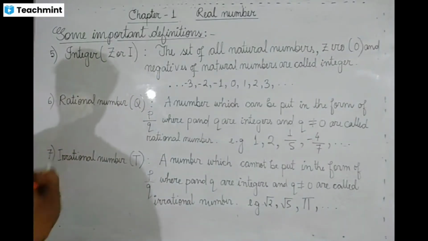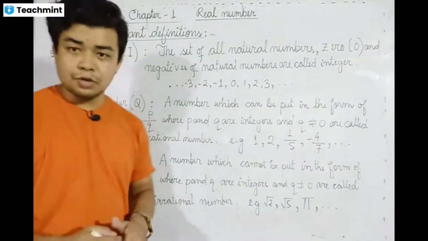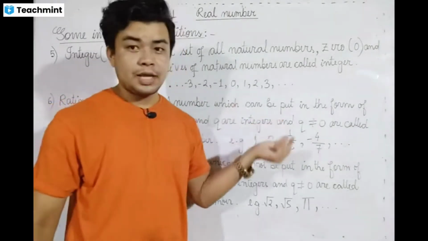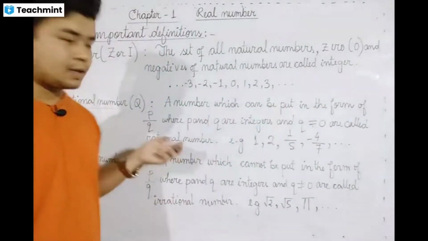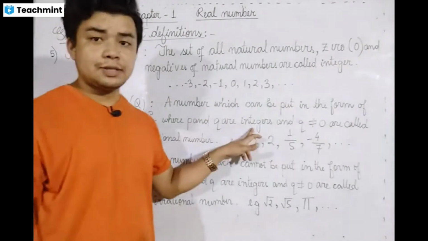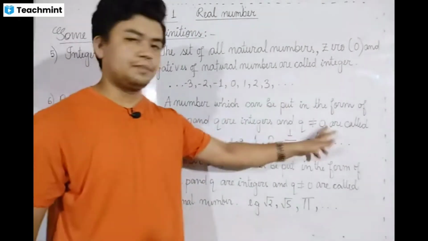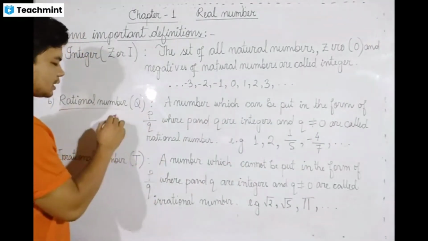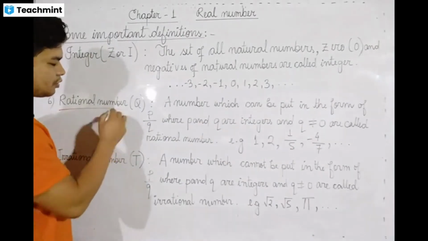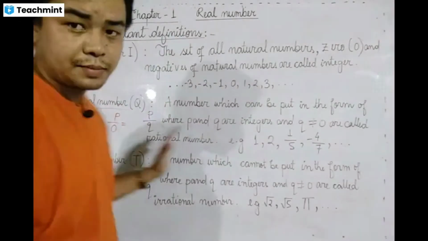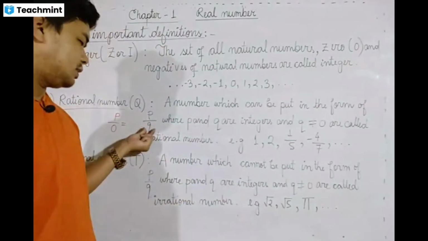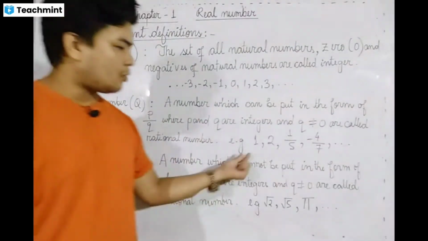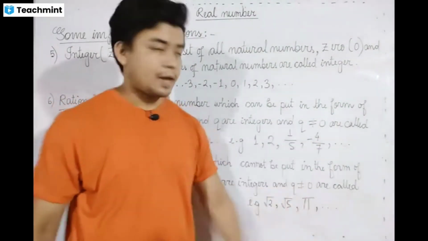Then next is the rational number. Rational numbers are represented by capital letter Q. Then what is a rational number? Rational numbers are the numbers which can be put in the form of p by q. Here p and q must be integers, and q must not be equal to 0. If q is 0, then p by 0 is not defined, because a number cannot be divided by 0. That's why the denominator should not be 0. These are known as rational numbers. Examples: 2, 1 by 5, minus 4 by 7, etc.